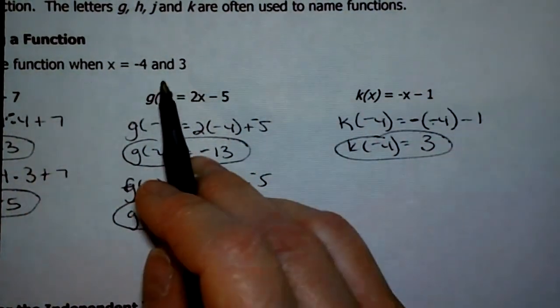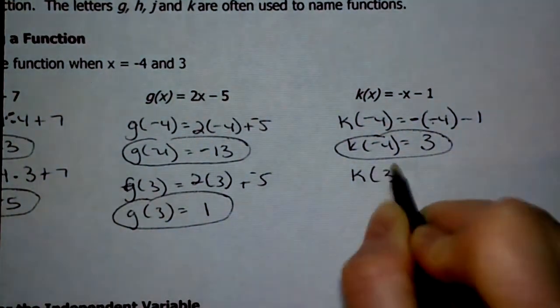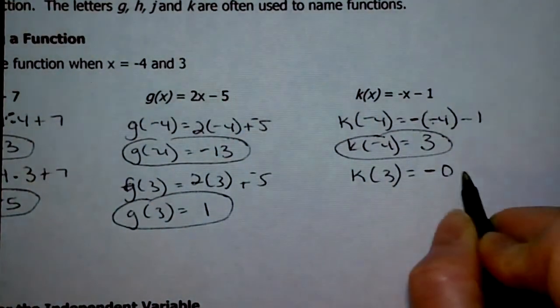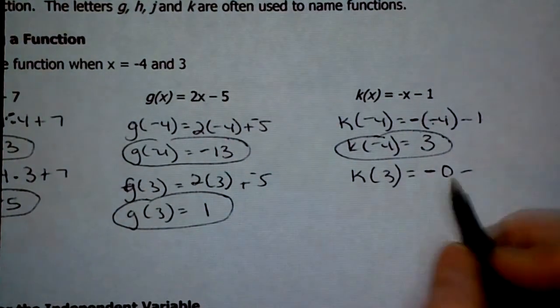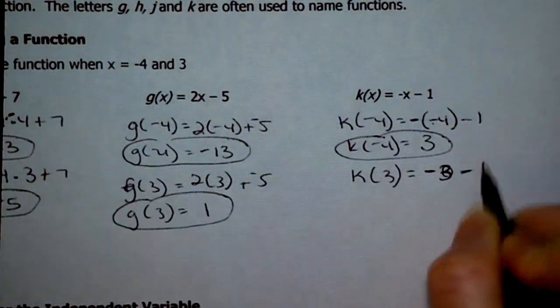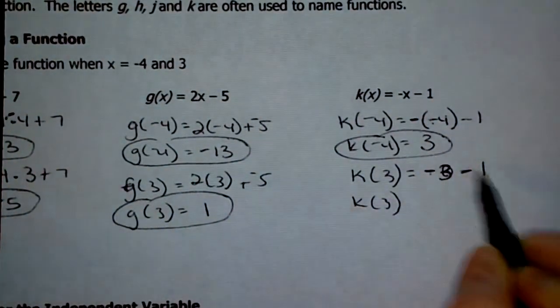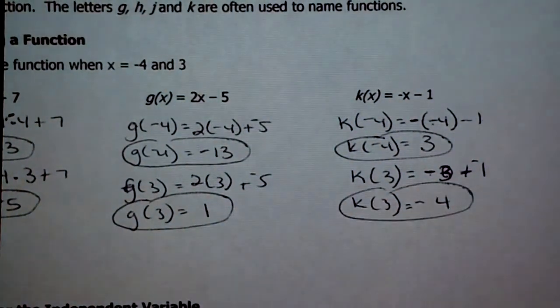Okay, and then finally we have k of 3. This means the opposite of 3 minus 1. Sorry, it's very early. So for k of 3, -3 minus 1 is -4. And voila. Okay, so that's part 1.